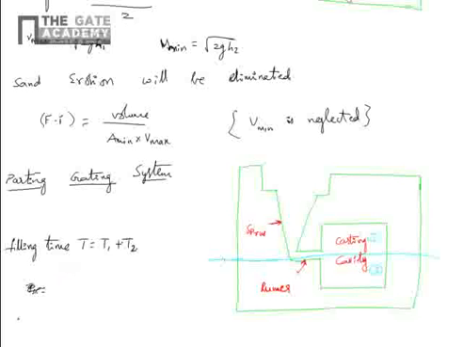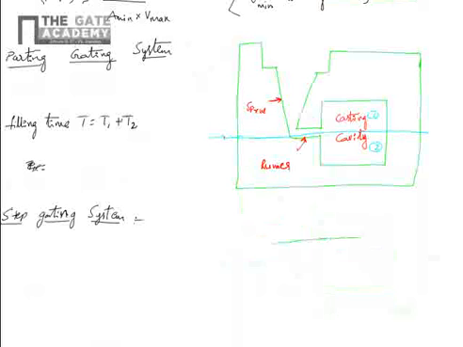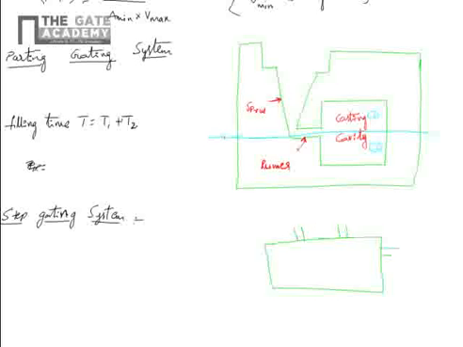There is another one, the step gating system. Here there are more gates: instead of a single gate, multiple gates. The casting is in one plane, not vertical. Suppose for example this is one plane and this is one gate, and this one is one gate, this one is one gate, this one is one gate, like this n number of gates.